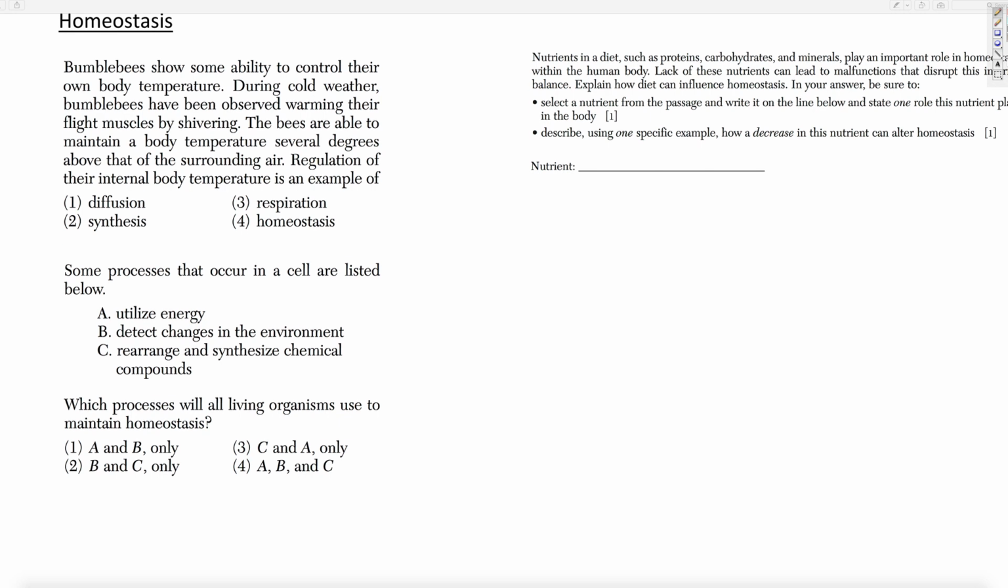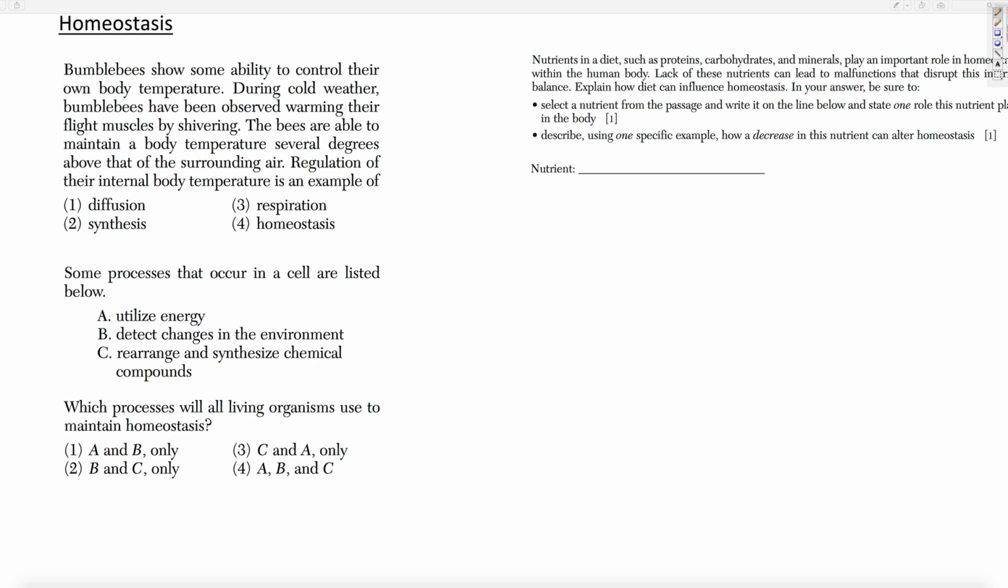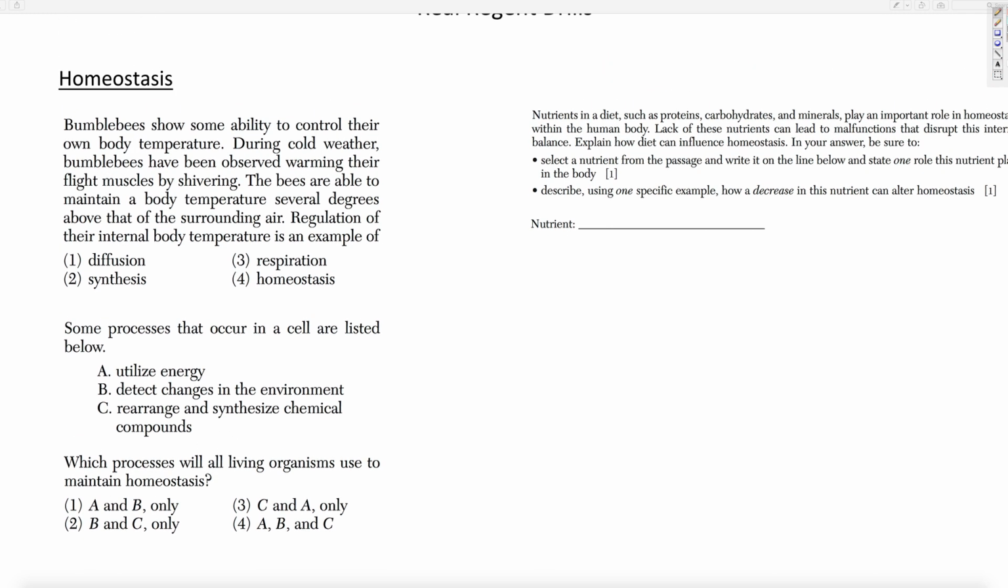I don't know, what's the answer? I did B and C. I wasn't sure though. Oh, I did A and B and maybe C. I think all of them. Yeah. I guess I skipped that one.